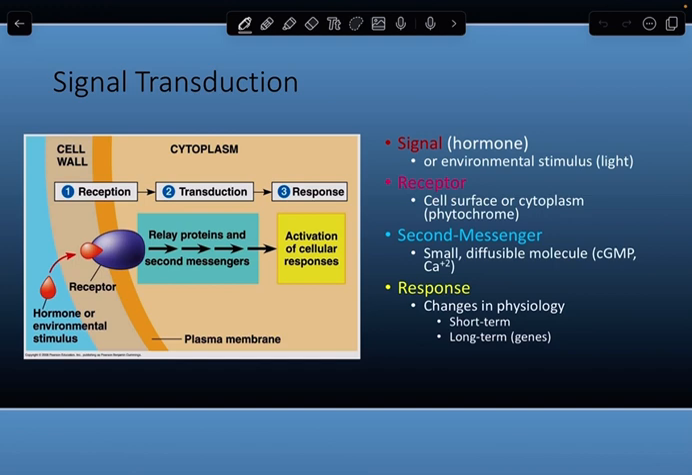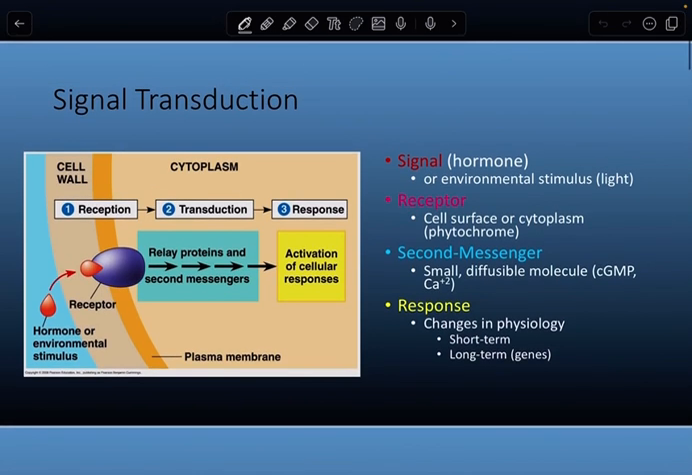And so it causes a change in the receptor such that on the inside of the cell, second messenger molecules are produced. These are small, diffusible molecules that spread through the cytoplasm very quickly. They can be things like cyclic GMP. There's also an equivalent cyclic AMP, which is very common, or calcium ions, for example. Could be a lot of small, diffusible molecules.